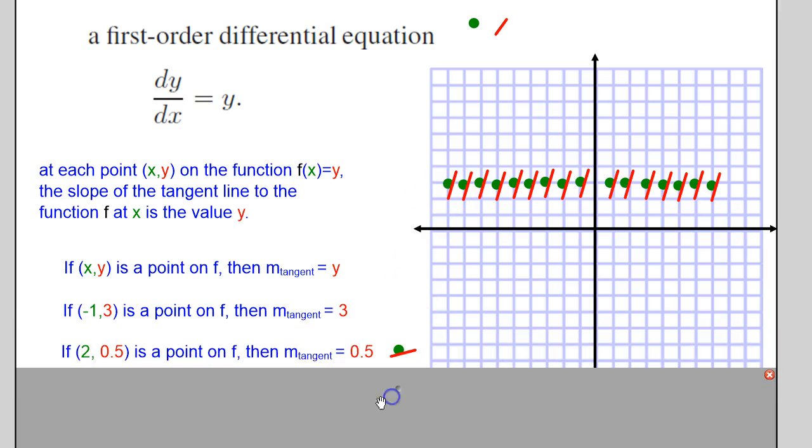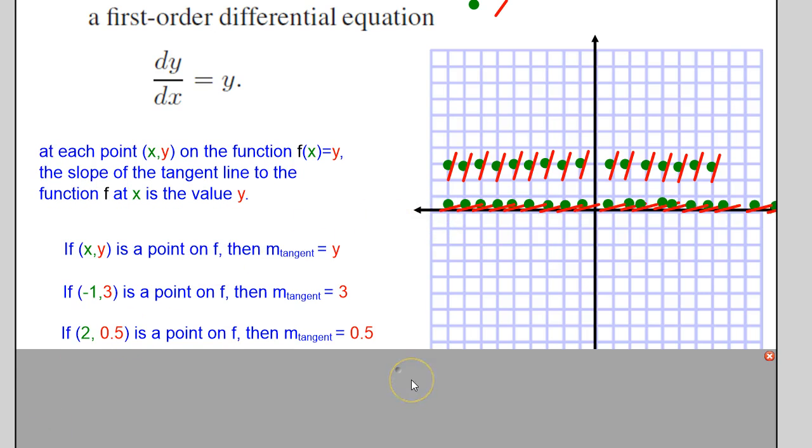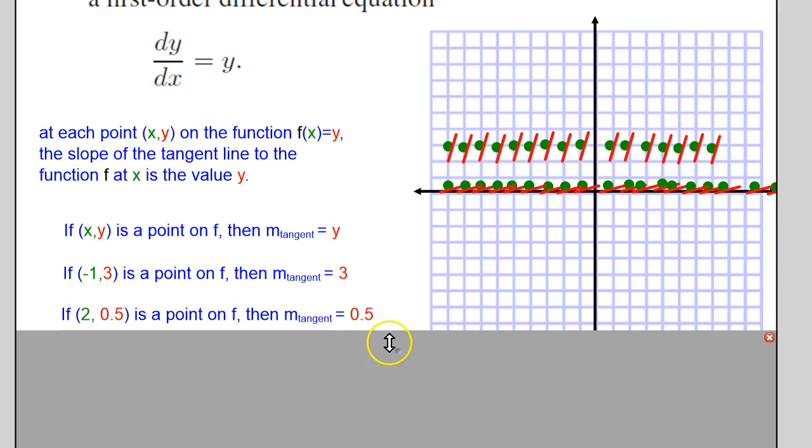Let's use another example. Let's consider the point (2, 0.5). So that means the slope of the tangent line is 0.5. So we go to 0.5 and it looks something like this. But not only is the slope of the tangent line at that point 0.5, it is the slope for any point on the line y equals 0.5. And it looks something like that.